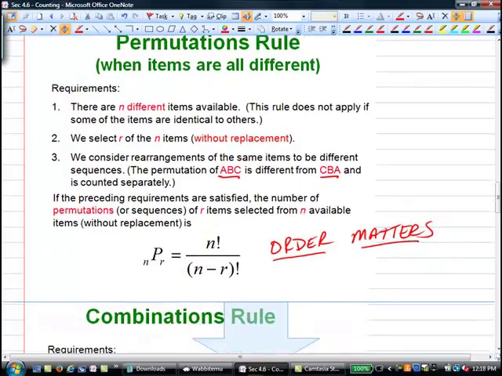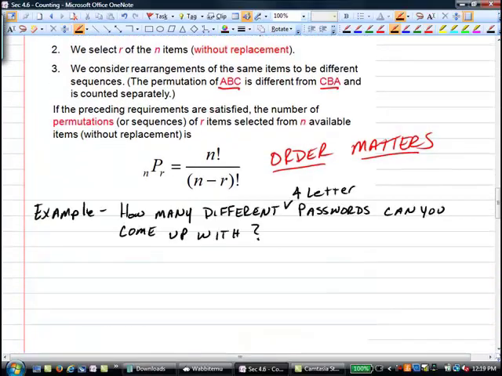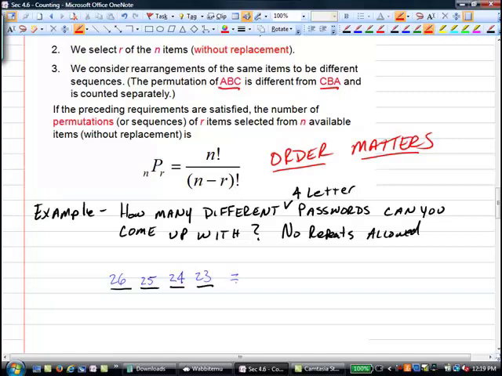Let me draw an example problem here. How many different 4-letter passwords is it possible to create? Order matters, because ABCD is a different password from EFGH. And there's no repeating allowed. So I've got 4-letter passwords. How many choices do I have for my first letter? There's 26 letters in the alphabet, guys. There's 26 choices for that first letter. How many for the second letter? How many for the next letter? And the next? This is the same thing as 26 permuted by 4, 26P4.